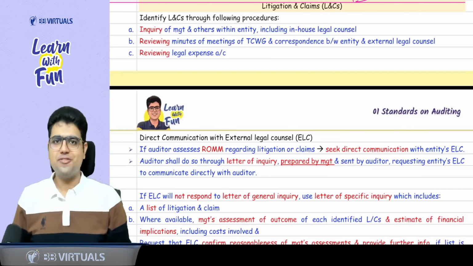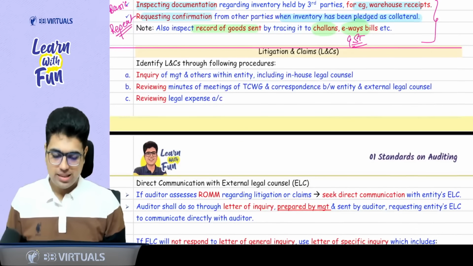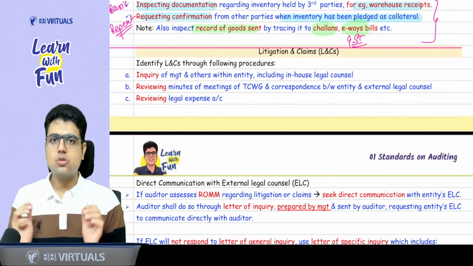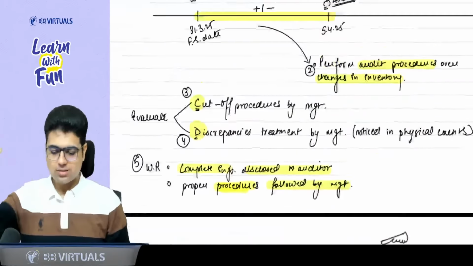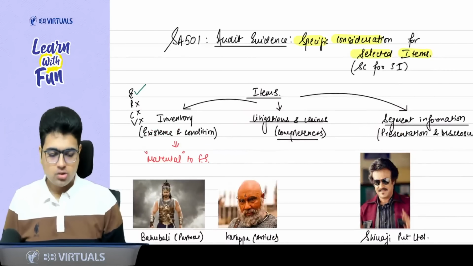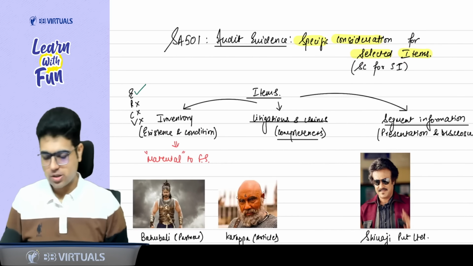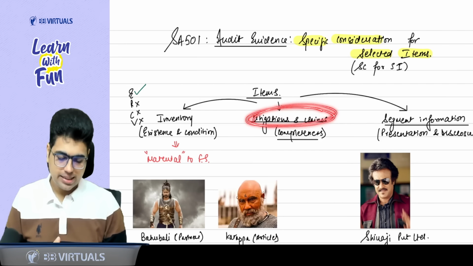Yes, everyone, welcome back after the break. Now, sir, after the break, let's begin with litigations and claims. As I told you in the beginning of the standard, the name of the standard is audit evidence, specific consideration for some selected items. As I told you, there are three items we are going to focus on. Inventory is done. The second item we are focusing on is litigations and claims.